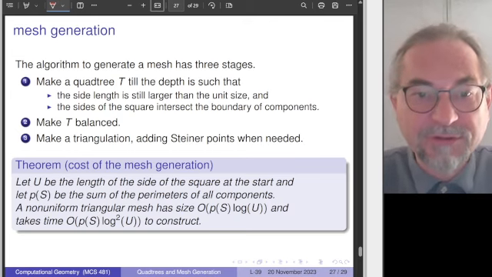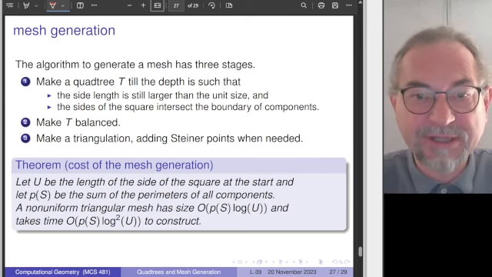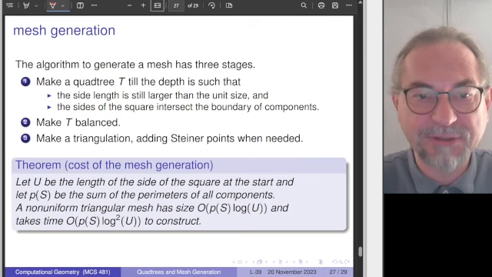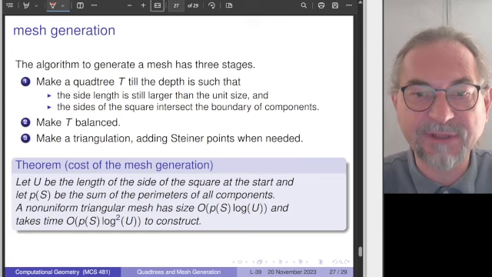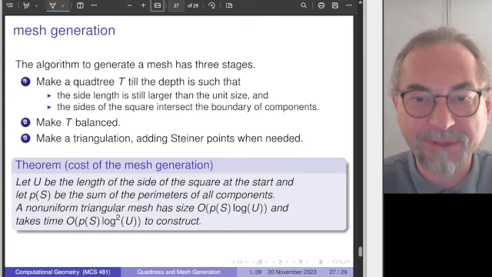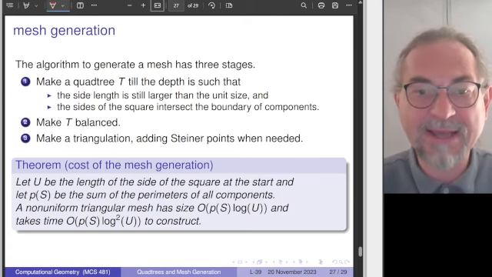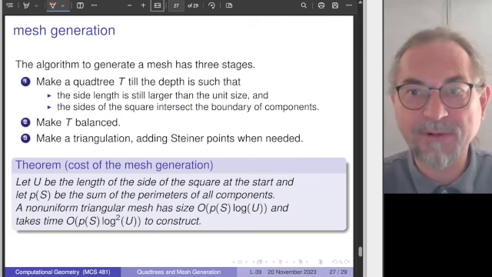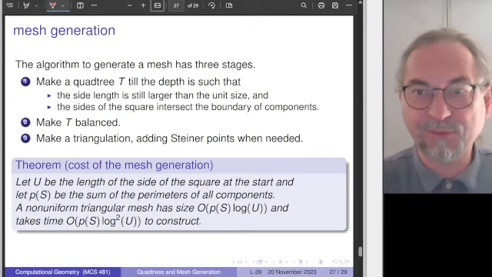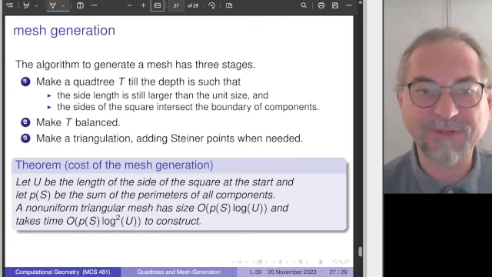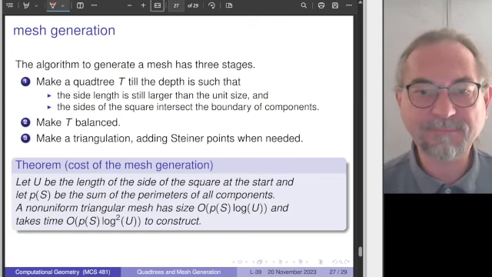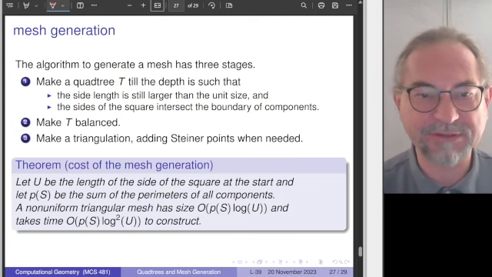Now, the cost of this mesh generation can be made precise with the quantities u and the perimeter. It is linear in the sum of the perimeters of all the components, and it is logarithmic in the length of the size of the square. Again, this logarithmic will be 2 log from the proof of the lemma, but the order is just the same.